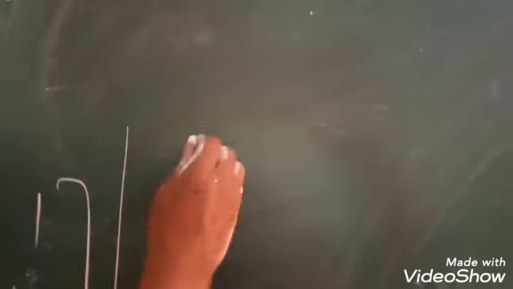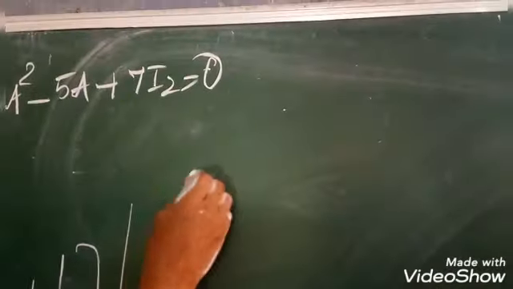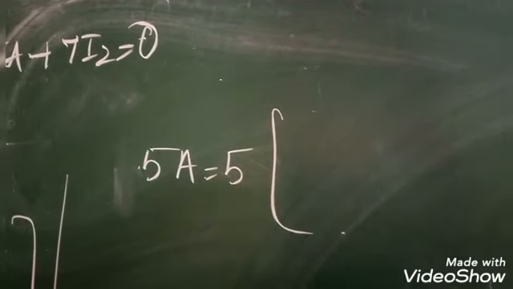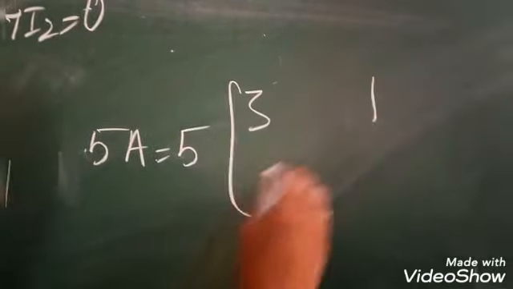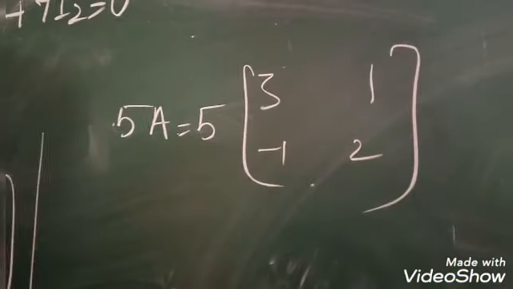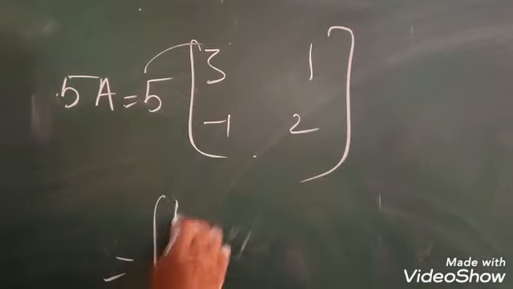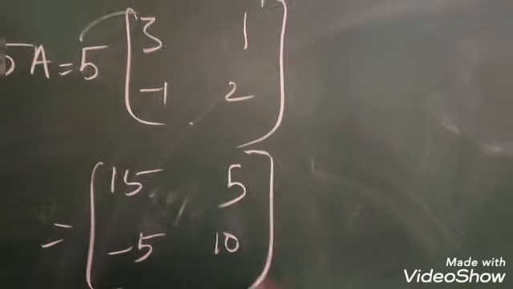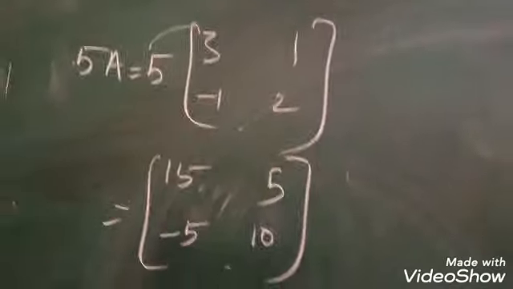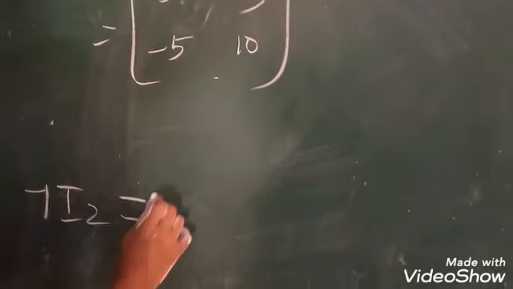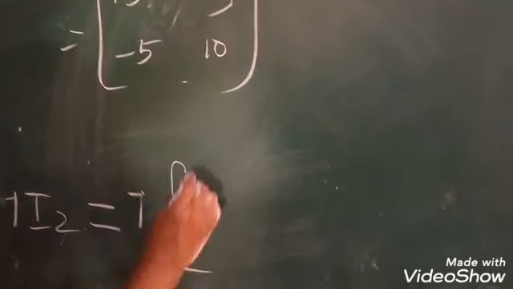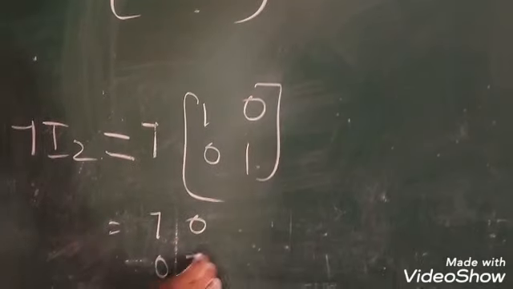Then next we want to find out 5A. 5 times, you should multiply with the A matrix 3, 1, minus 1, 2. Now you should multiply with the 5: 15, then what? 5, minus 5, 10. Okay girls, this is for 5A. Then 7I2. 7 into I2 means 2 cross 2, so 1, 0, 0, 1. This is the unit matrix. Now if you multiply with the 7: 7, 0, 0, 7.